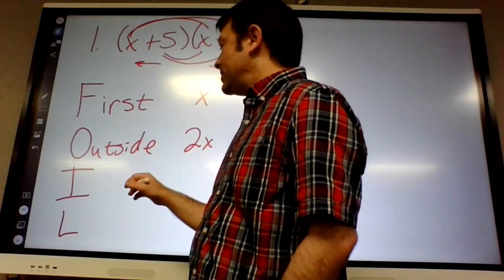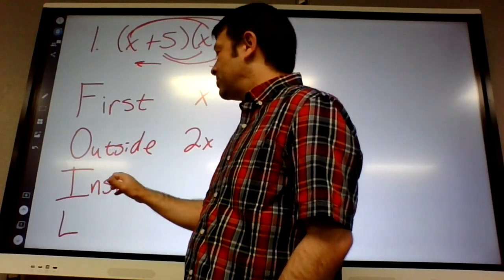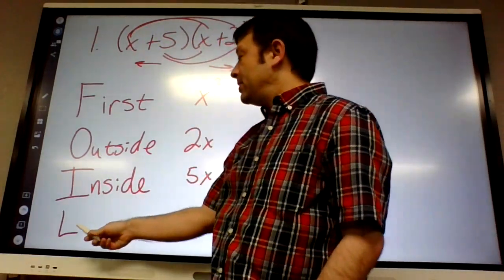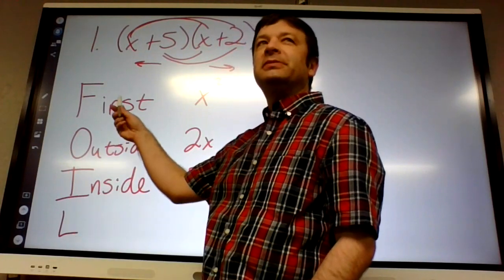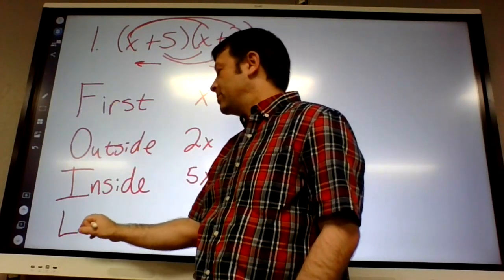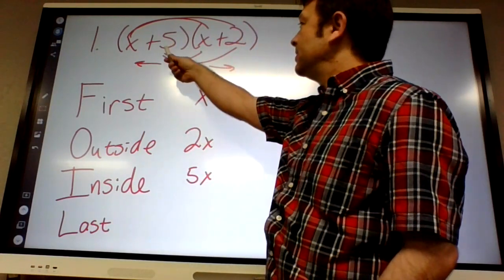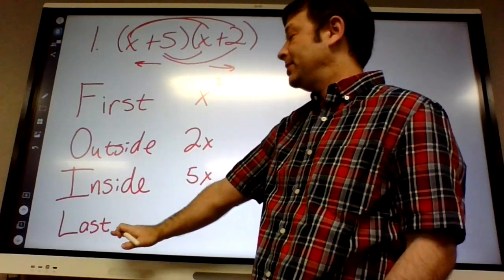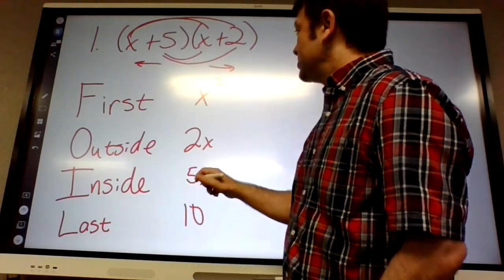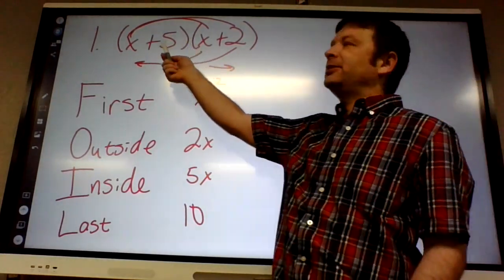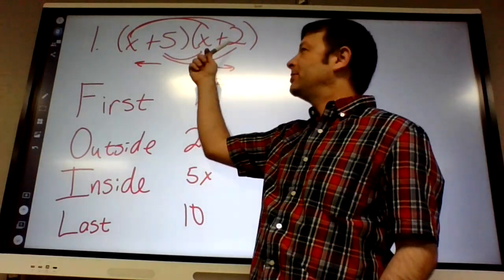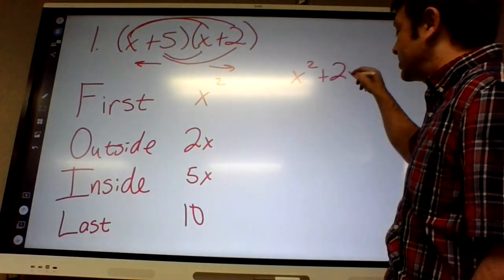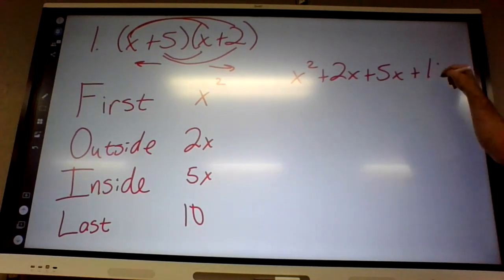Outside, and then guess what I stands for? Inside. So what are the two inside terms? 5 times x, 5x. And then L stands for last. What are the last terms in the parentheses? 5 and 2. So this is just a way of keeping track, to make sure you multiply everything. The last, 5 and 2, makes 10. So in this case, everything is positive because there's no minuses up here. Later on there will be. So it's just x squared plus 2x plus 5x plus 10.